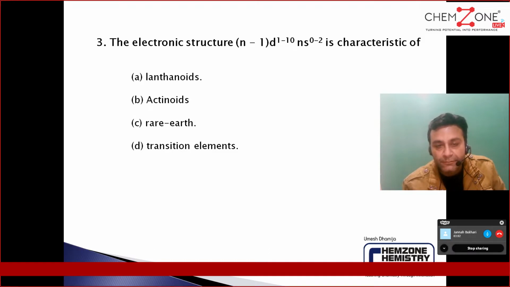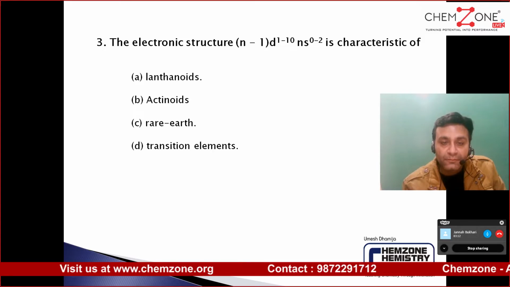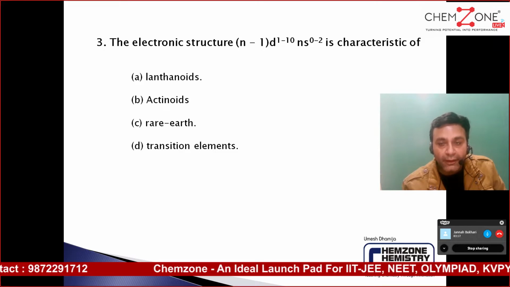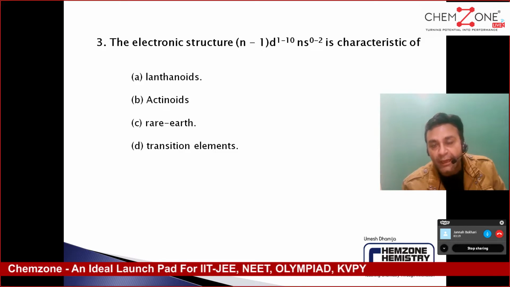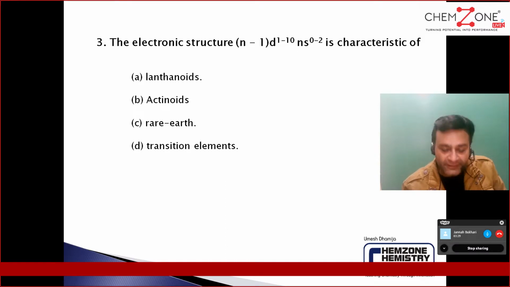Is it the rare earth metals? Rare earth metals, because it's in the s? No. Actually, the last electrons are entering into the (n-1)d subshell. So it's a d block element, and d block elements are called transition elements. So you can note down this electronic configuration for the transition elements.